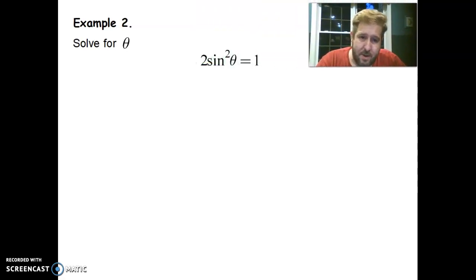All right, for the next question, this is the very same question. The only difference is we have to rearrange things a little bit here.